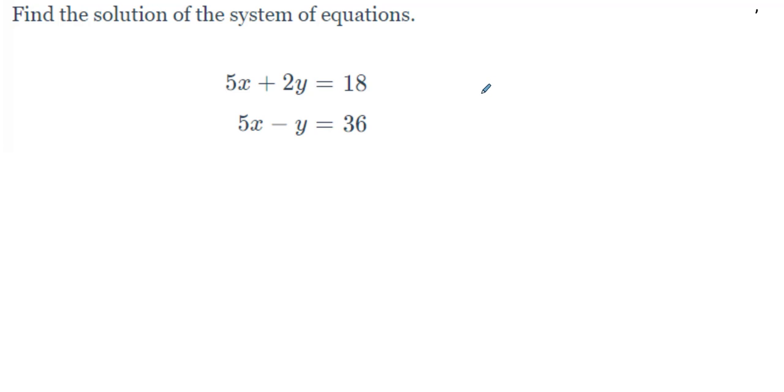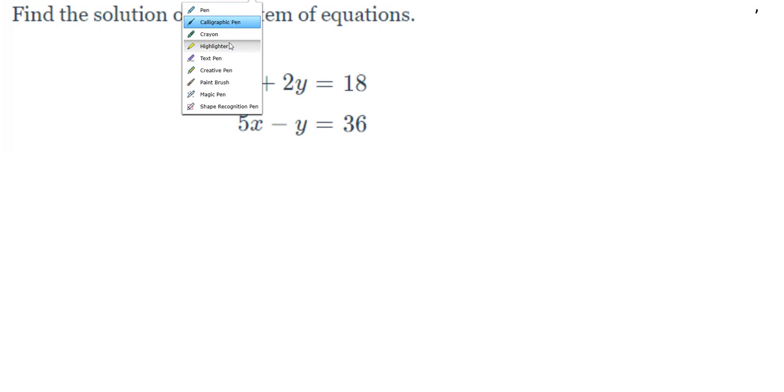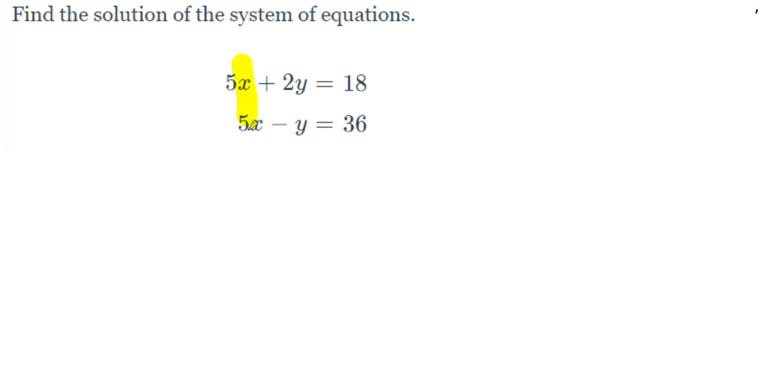Find the solution of the system of equations. We have 5x plus 2y equals 18 and 5x minus y is equal to 36. Anytime you have something lined up in this format, where you have the x's lined up, the y's lined up, and then the constant terms lined up, you want to use a strategy called elimination.